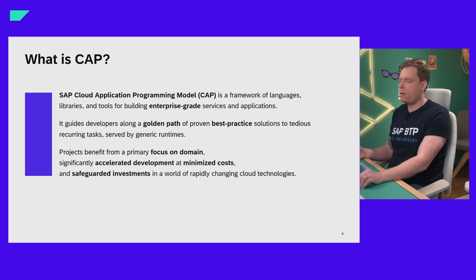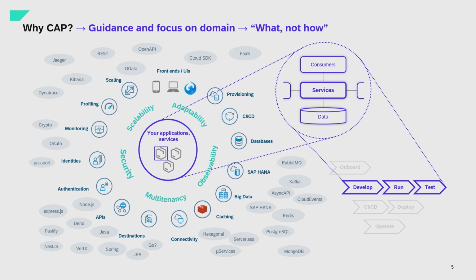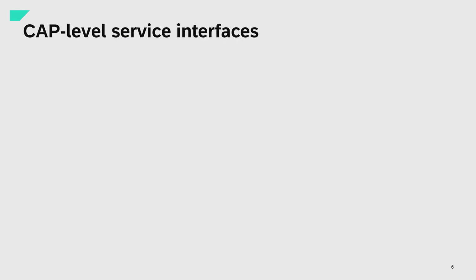The projects developed with CAP benefit from the fact that they can actually focus on their domain to solve the business problem. They get accelerated development speed at minimized costs, and we safeguard investments because we all know that the cloud is changing rapidly. So in the sea of technology, in the end, what you want to do is to solve an actual business problem. You want to concentrate on your business services. At CAP, we make this possible so you can focus on it, to develop it, run it, and also test it. So I want to introduce CAP level service interfaces.